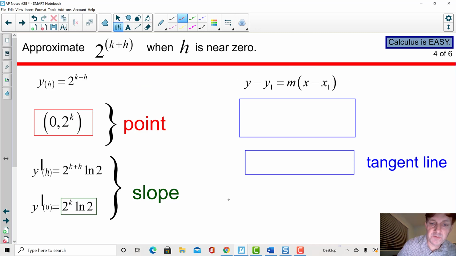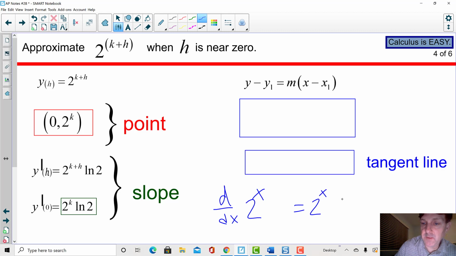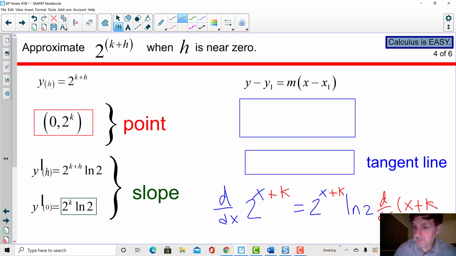Okay, if you remember the derivative for 2 to the x is going to be 2 to the x and then ln of 2. Now what we have is we have like an x plus k. That's just a constant. So our derivative is going to be 2 to the x plus k times ln of 2. But then we have to do the derivative of x plus k. But that's just going to be a 1. Now remember, instead of an x, we have an h.